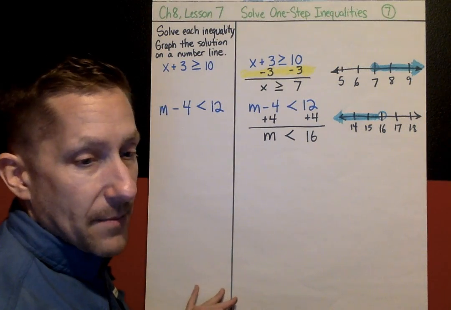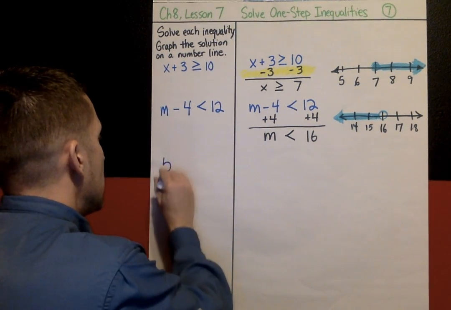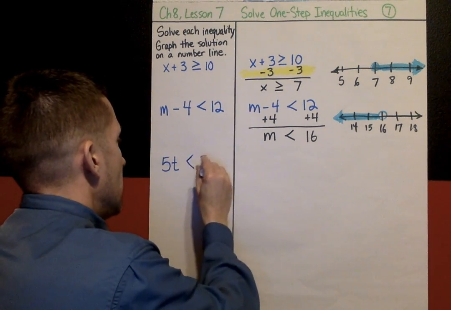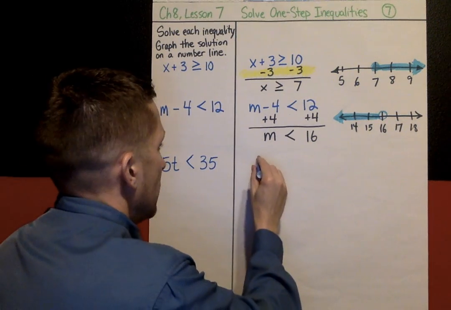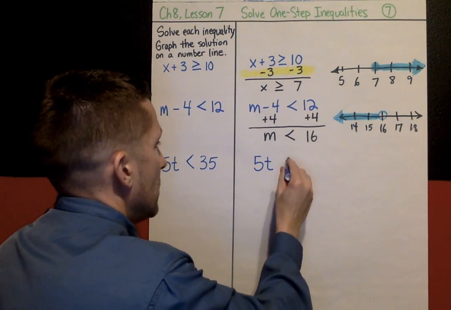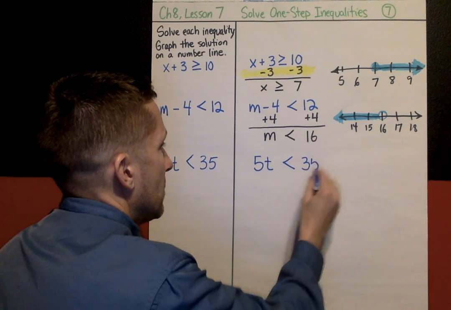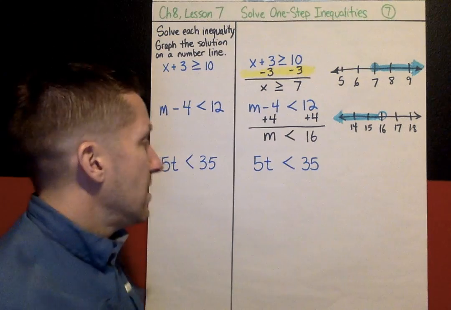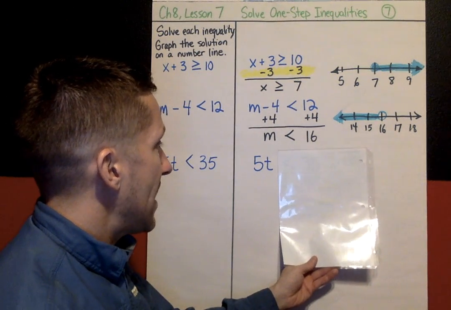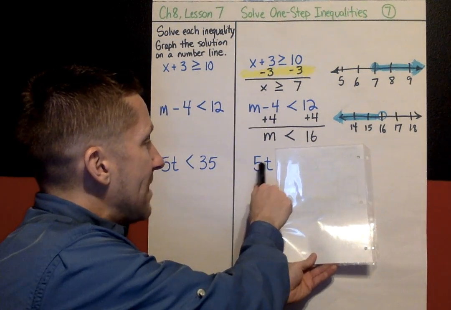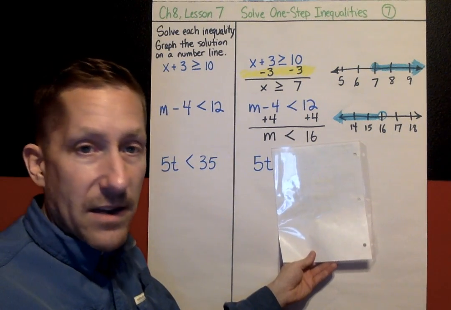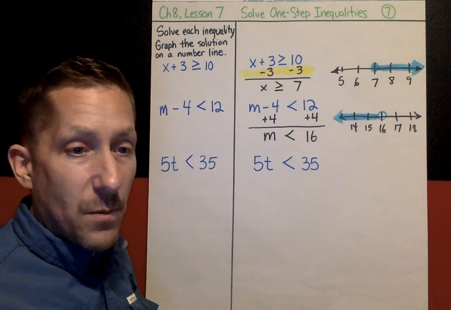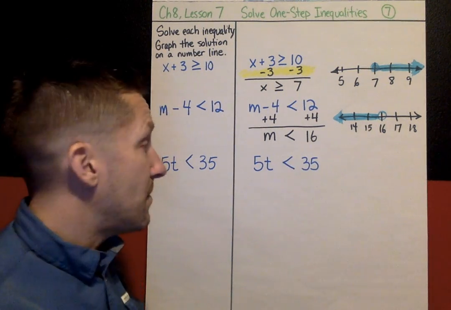Okay, next example. 5t is less than 35. So 5t is less than 35. My process does not change. Find the variable, that's the letter. Look at the variable side. I've got 5t. That means 5 times t. That's what's going on there. T is being multiplied by 5. What's the inverse of being multiplied by 5? Divide by 5.